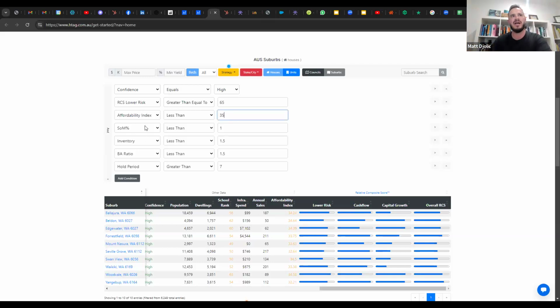What you see after that, I restricted the supply. I restricted the temporal aspect of supply. I restricted the stock on market percentage, which is current. It's also relational because it relates to dwellings. I restricted the inventory, which is months of supply, average months of supply. So it has a bit of a past effect to it. I restricted the building approval ratio. I said less than 1.5%.